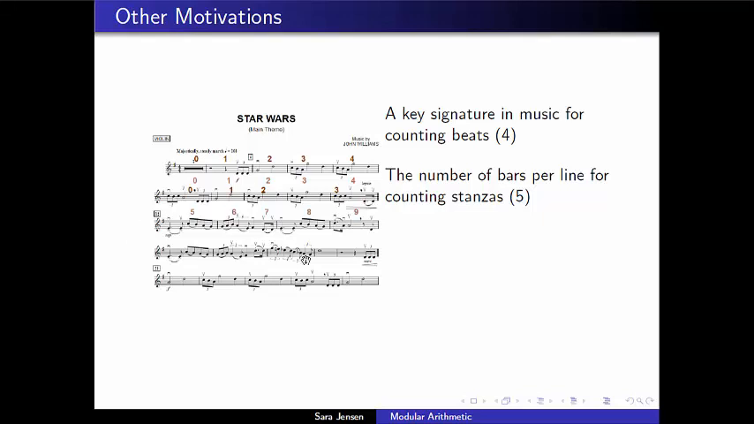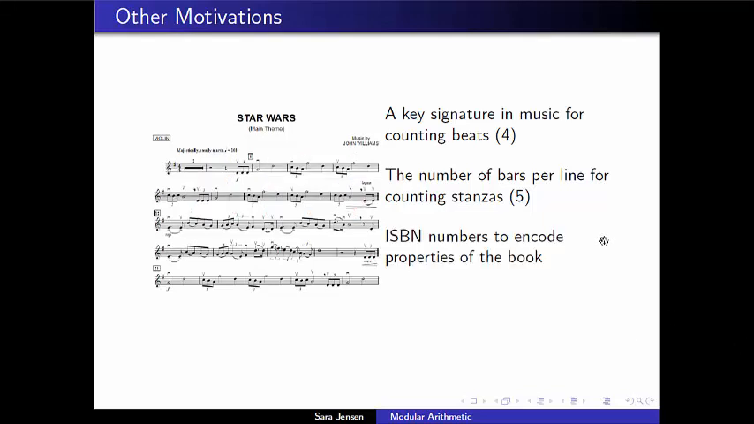So another modular arithmetic operation you may have going on in here with the music is you may be counting measures instead of counting beats within the measure and recounting after every 5, since every 5 corresponds to a line on your sheet of music.